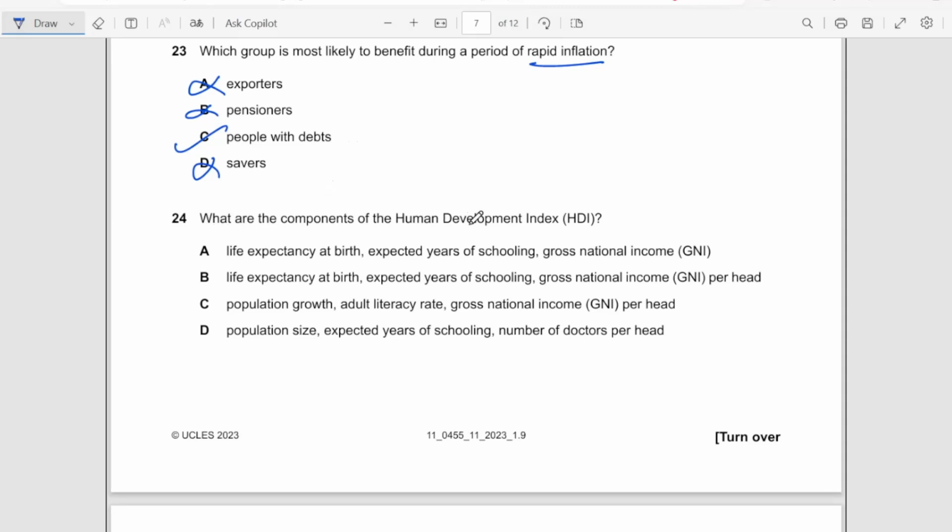What are the components of the Human Development Index? The three things in HDI, okay? Again, these questions keep on repeating. I mean, how could you not get 30 out of 30? It's so easy. So the three things are your income, your education, and your healthcare.